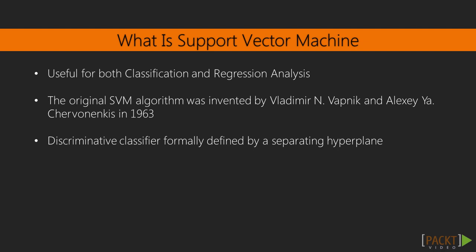Support vector machine is famous for classification problems, but we can use it for regression analysis problems too. This is one of the main advantages of learning support vector machine. SVM was originally invented by Vladimir N. Vapnik and Alexei Chervonenkis in the year 1963.